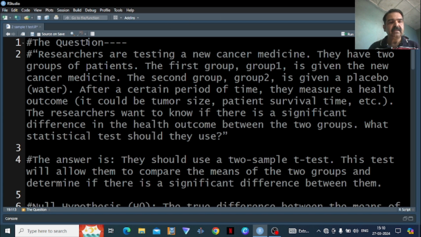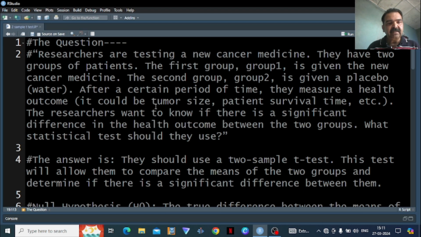The question says that researchers are testing a new cancer medicine. They have two groups of patients. The first group, group 1, is given the new cancer medicine. The second group, group 2, is given a placebo, or water, nothing, that means no medicine. After a certain period of time, they measure a health outcome. It could be tumor size, patient survival time, etc.